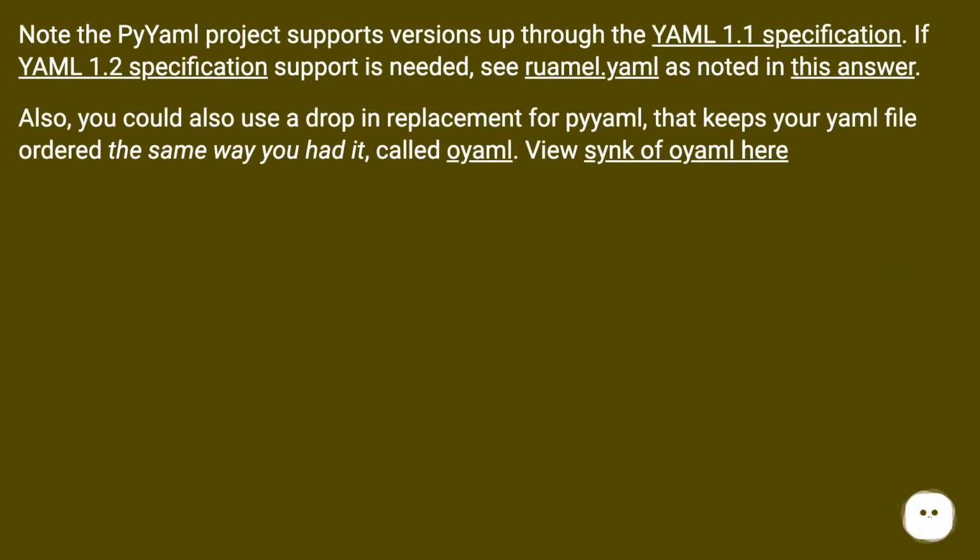Note the PyYAML project supports versions up through the YAML 1.1 specification. If YAML 1.2 specification support is needed, see ruamel.yaml as noted in this answer. Also, you could use a drop-in replacement for PyYAML that keeps your YAML file ordered the same way you had it, called oyaml. View the source of oyaml here.